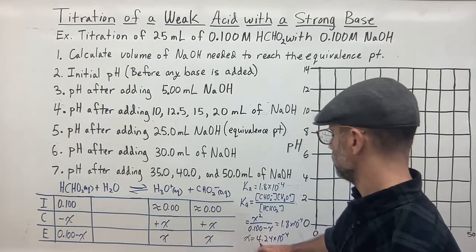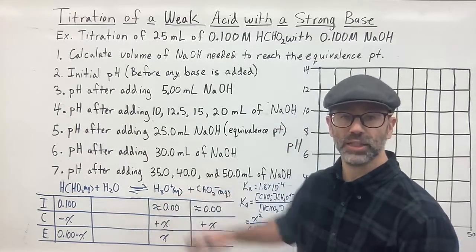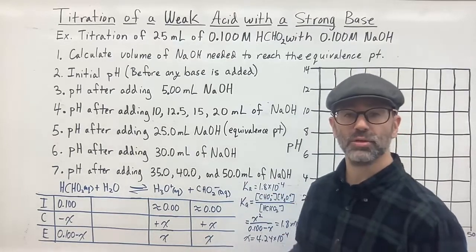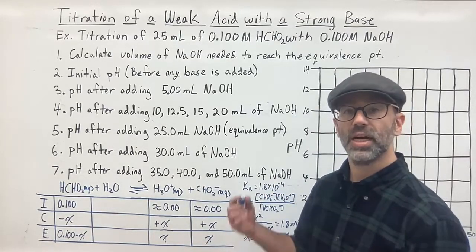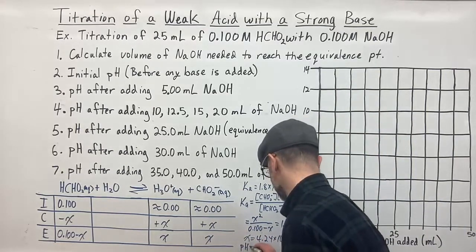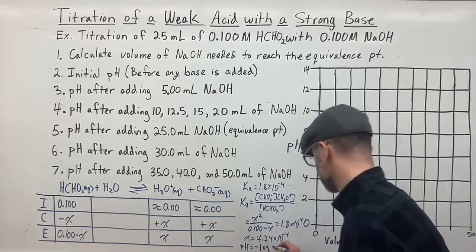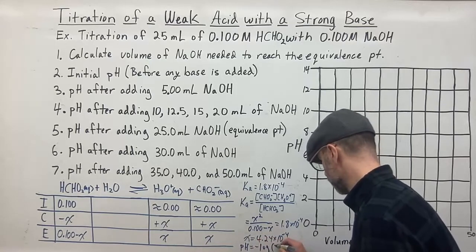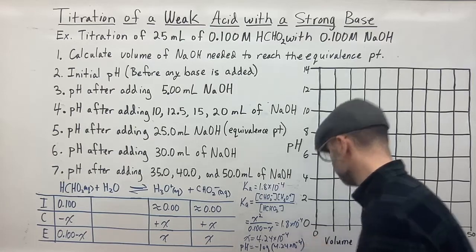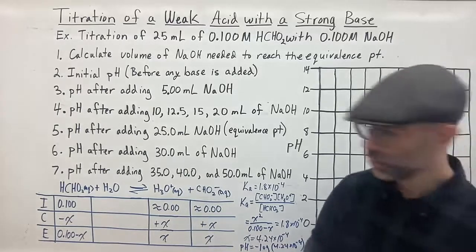And so what that means is that that is equal to X here, which is your H plus concentration. And so all you need to do now is use pH is equal to the negative log of the H plus concentration. So you have pH equal to the negative log of your H plus concentration, which is this right here, 4.24 times 10 to the negative 4. And so you do that on your calculator and you get 2.37.